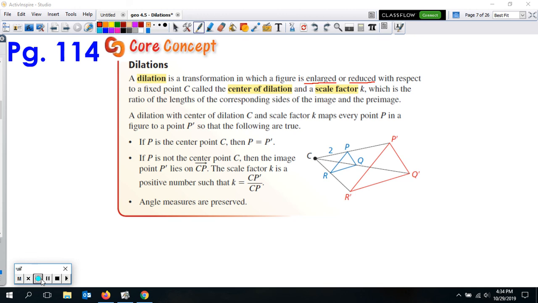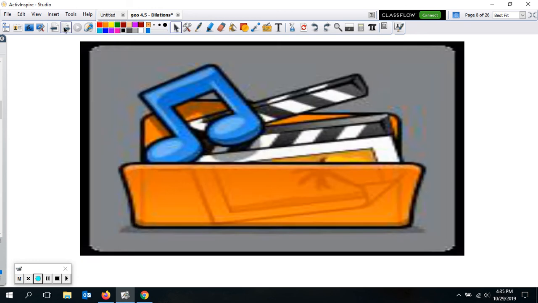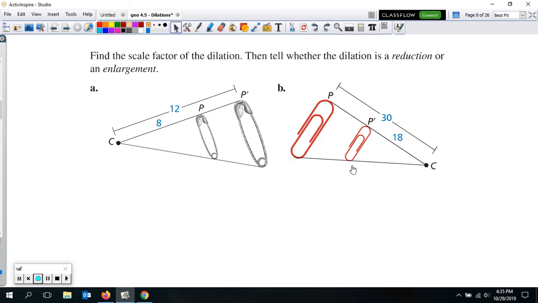All right, so let's take a look at a couple of examples. That will make a whole lot more sense when we actually see the example for this. So let's take a look at this. You don't need to write these paper clips down or safety pins down, but basically it just says find the scale factor, tell whether it's a reduction or an enlargement.